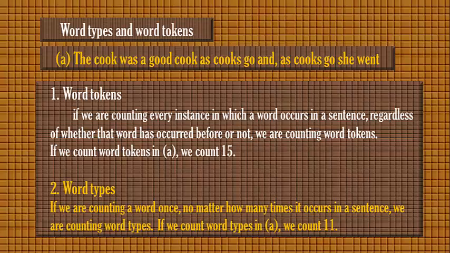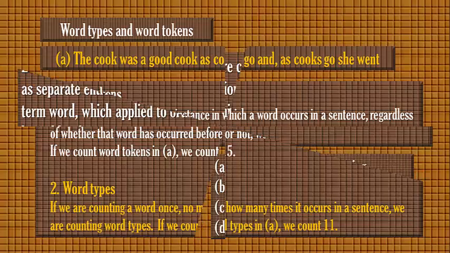Again, word types: if we are counting a word once, no matter how many times it occurs in a sentence, meaning that neglecting its repetition, we are counting word types. If we count word types in the set of words in A, we count 11 because there is a repetition of cook, cooks, as, and go.